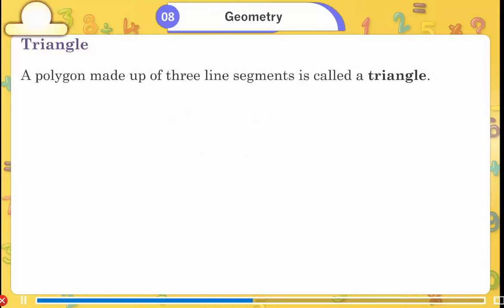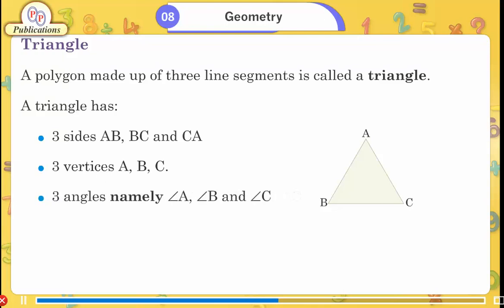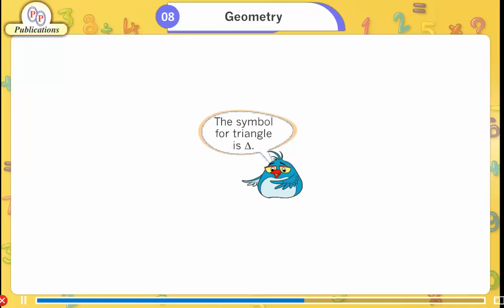Triangle. A polygon made up of three line segments is called a triangle. A triangle has three sides AB, BC and CA, three vertices A, B, C, and three angles, namely angle A, angle B and angle C. Triangle ABC can be written with the symbol for triangle followed by ABC.